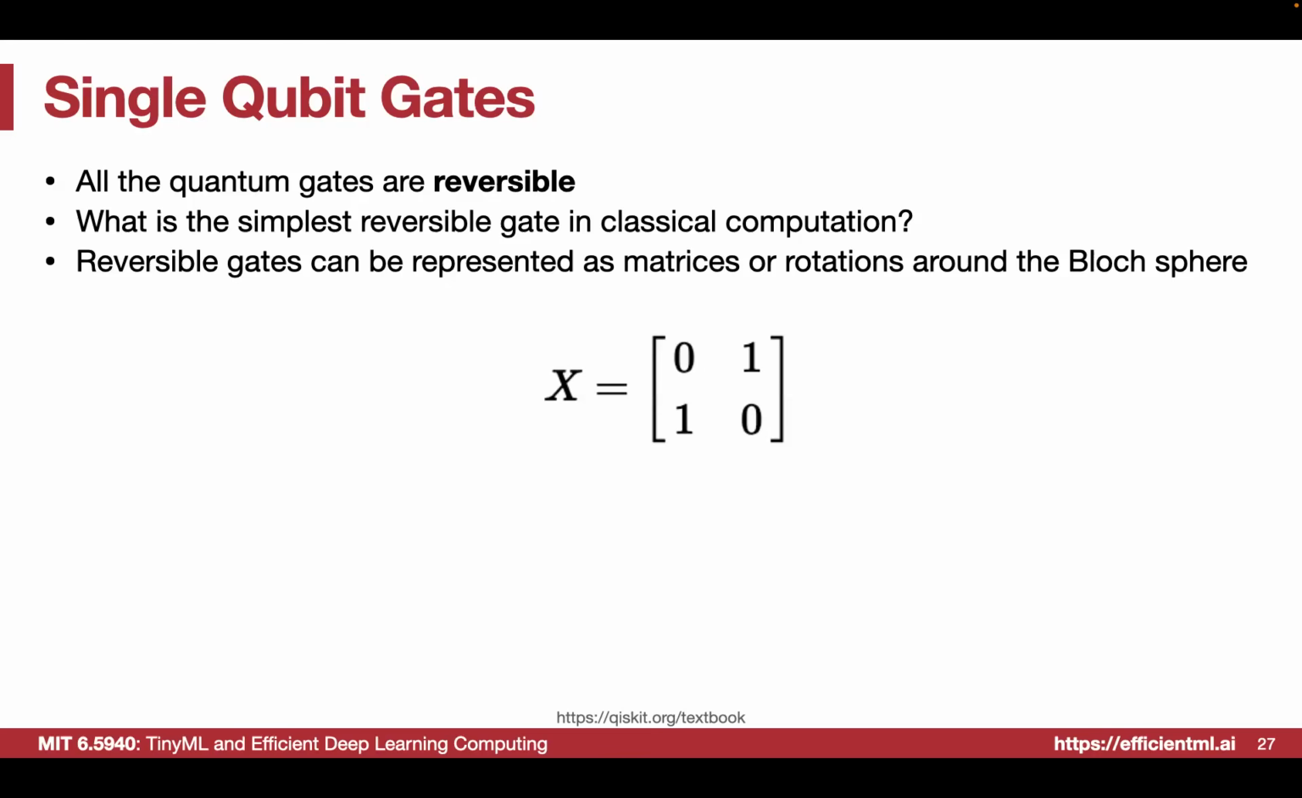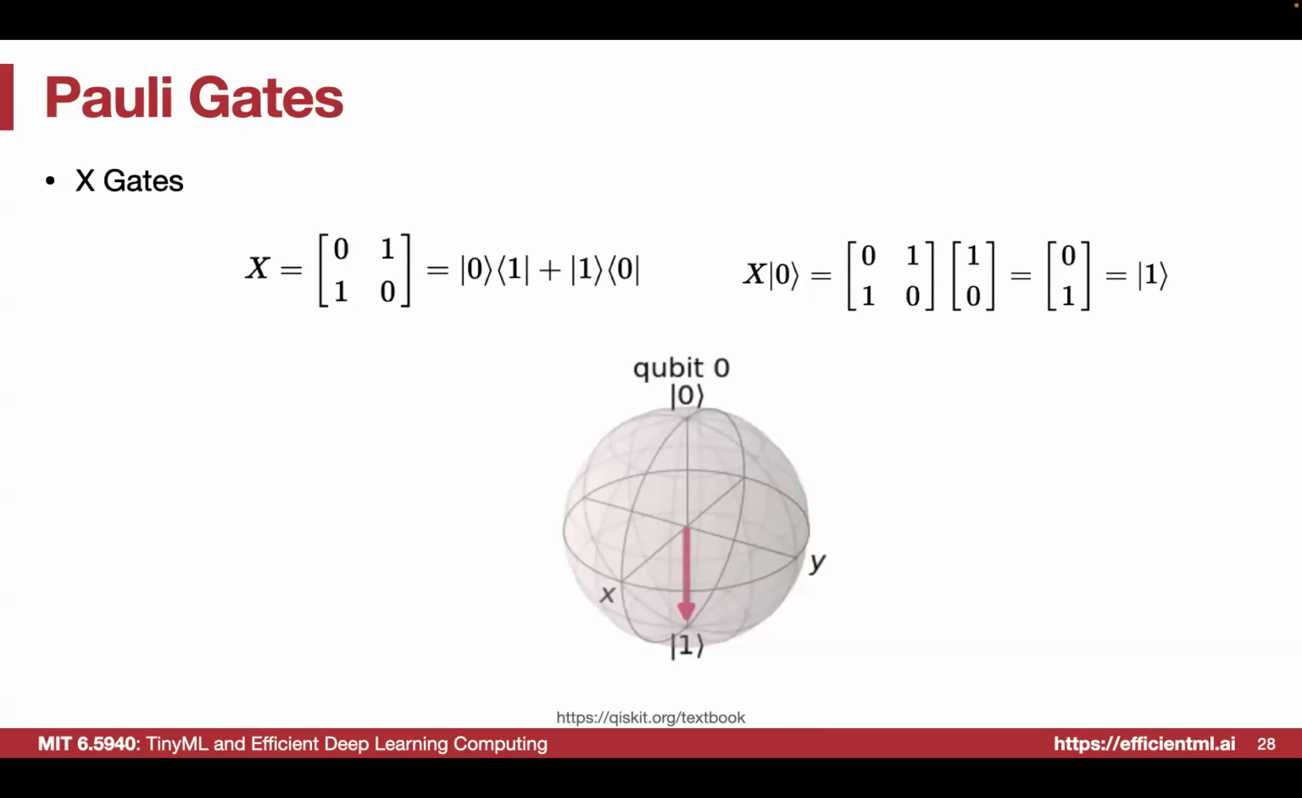But classical computation also relies on those irreversible gates, for example the XOR gate, the XNOR gate, the AND gate, right? And all the reversible gates have a good property that they can be represented as matrices or as rotations on the Bloch sphere. Just like this NOT gate, the NOT gate is definitely reversible because you can just apply another NOT to reverse it and obtain the original input, right?